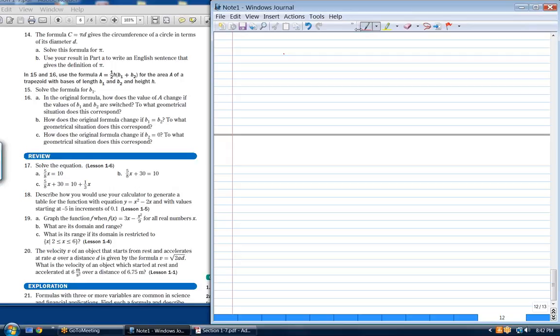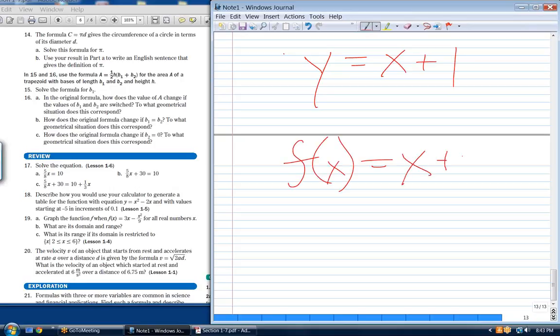Domain and range? Have you gotten to domain and range yet? Yeah, a little bit. We could go over those. Okay, let's talk about domain and range. If I tell you that this is a function, it doesn't matter if I say y equals x plus 1 or if I say f of x equals x plus 1. Y and f of x are usually interchangeable.